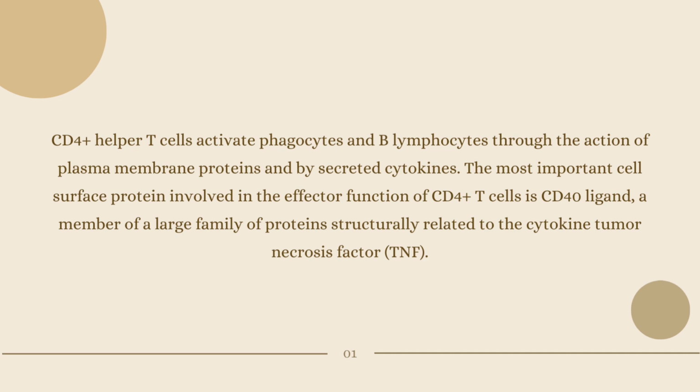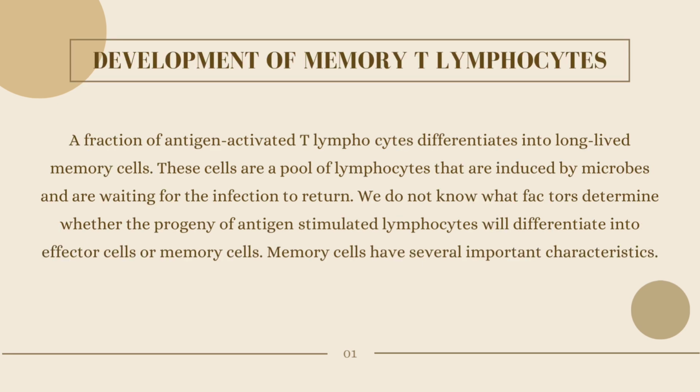So the CD4+ helper T cells activate phagocytes and B lymphocytes through the action of plasma membrane proteins and by secreted cytokines. The most important cell surface protein involved in the effector function of CD4+ T cells is CD40 ligand, which is a member of a large family of proteins structurally related to the cytokine tumor necrosis factor, or TNF.